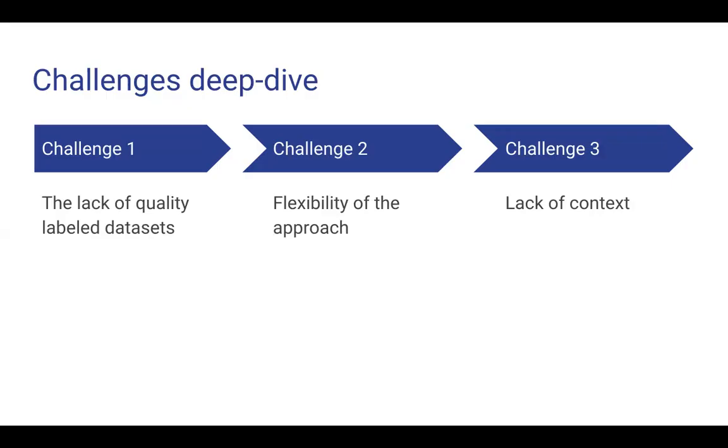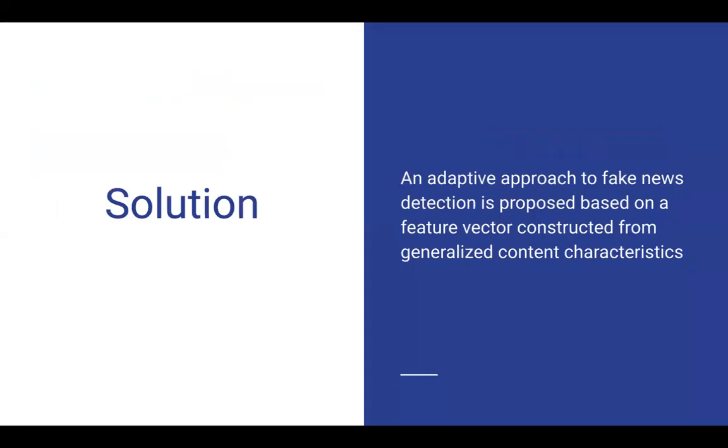And lack of context. Finally, the third one is important for an approach that is accurate and interpretable, so the user can understand how the system works and have confidence in its ability to detect fake news, and it is not a black box. The solution is an adaptive approach to fake news detection, proposed based on a feature vector that we take from the generalized content of text and its characteristics.